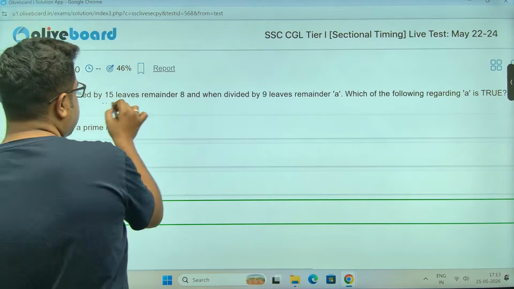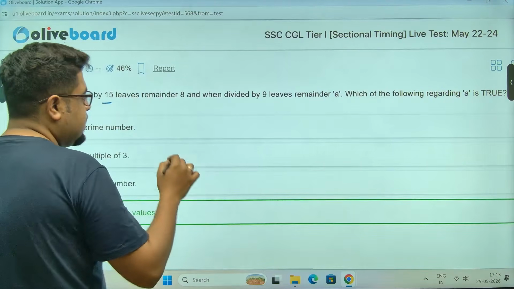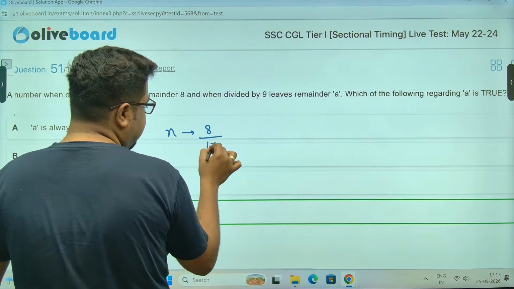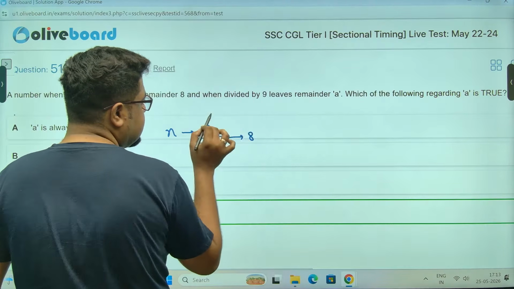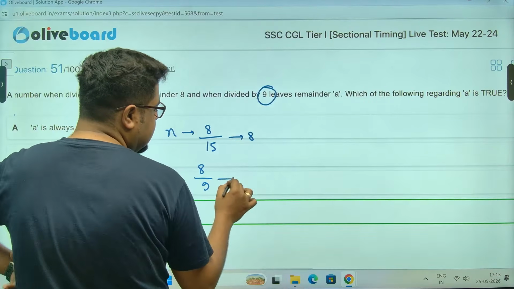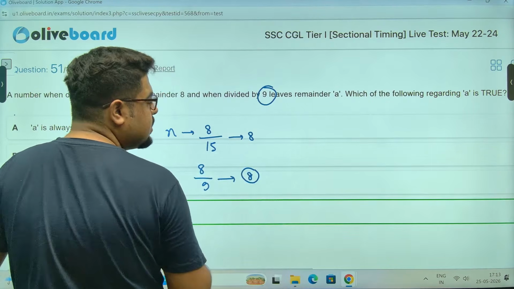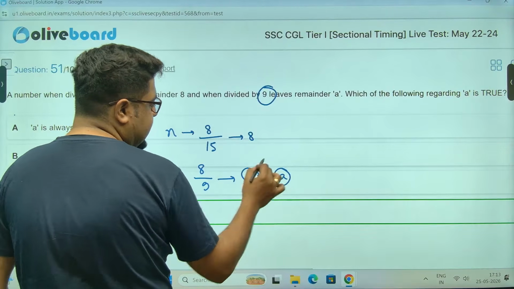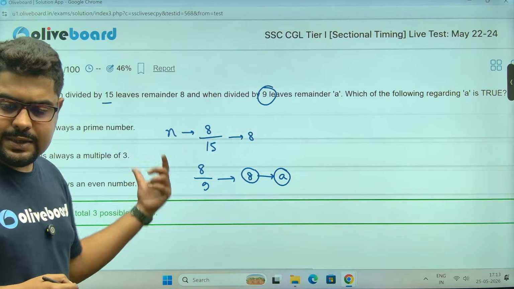Sir, you use the first one. The quotient is 1. So n I'm taking 8 itself. Because you see 8 by 15, the remainder is 8. Again, sir, 8 by 9, the second time, division by 9. Again, the remainder is 8. So meaning, this is A. Whatever remainder we are getting after dividing it by 9, that is the A.